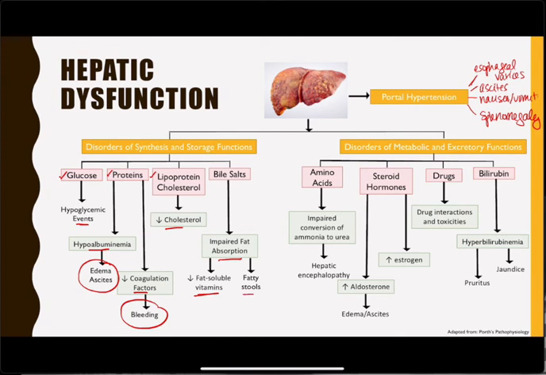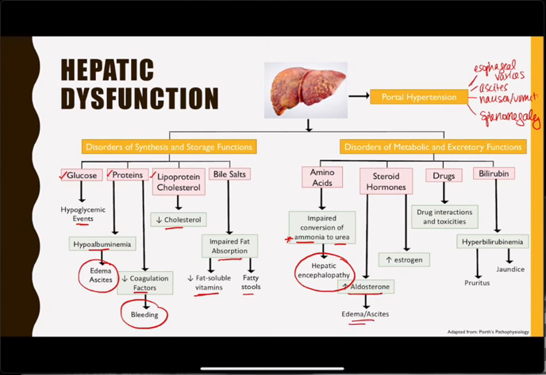When you go to the metabolic and excretory functions, we know that the liver plays this important role in converting ammonia to urea. Ammonia, again, is toxic to the cells. So when the liver is failing to do this, hepatic encephalopathy is extremely common in cirrhosis. We have those steroid hormones being metabolized, increased aldosterone.